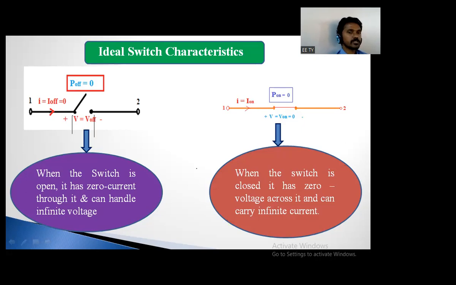Clear? So ideal switches में simply we are considered as a zero voltage drop across the switch and maximum current through the switch. But in the case of practical switches, where some amount of little bit voltage will be dropped, that is depends upon the rating value of the device. Is it right?